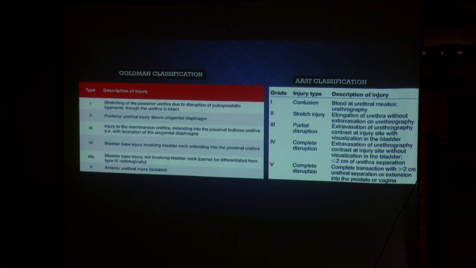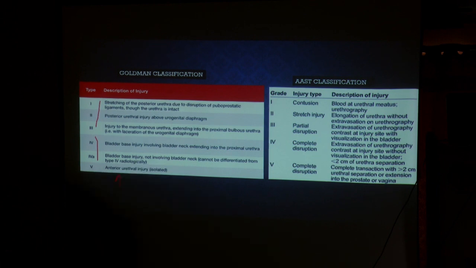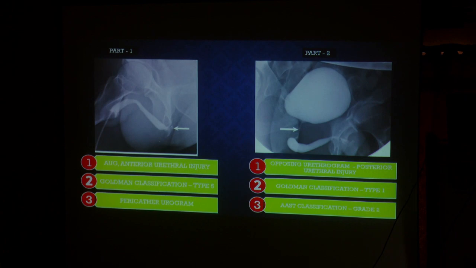Types 1 to 4 comprise the posterior urethral injury, and type 5 is the anterior urethral injury. In type 1 there will be no disruption. There will be only stretching or elongation of the posterior part of the urethra. So this injury is type 1 according to the Goldman classification.